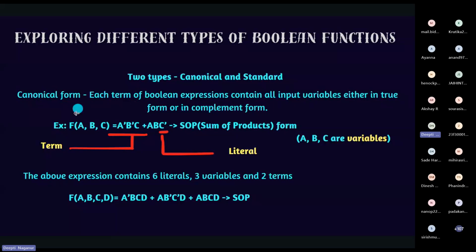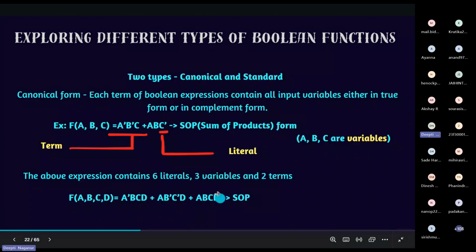And this first example is in the form of sum of products. That is, I have products and I have added them. So the above expression contains six literals, that is three in each term. So a total of six literals. It has three variables because the function is constituted by three variables, that is a, b, and c, and it has two terms.